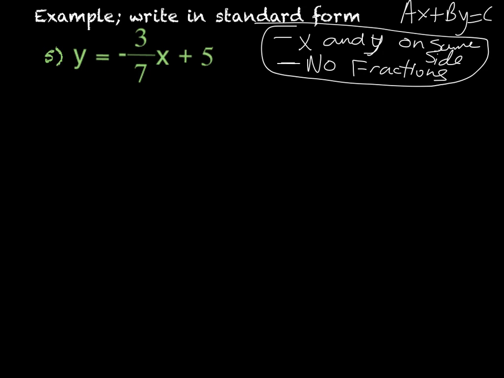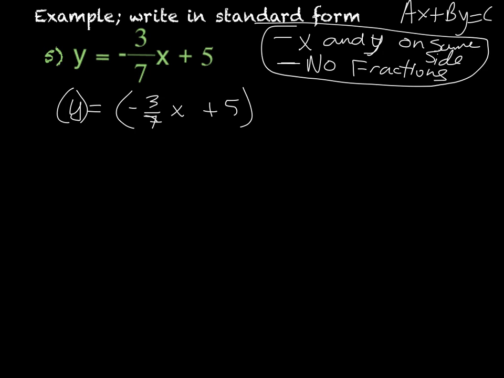Alright, so the first thing I have to do is get x and y on the same side and then make sure there's no fractions. One way to make sure there's no fractions, we're going to start there. So I'm going to rewrite y equals -3/7 times x plus 5.